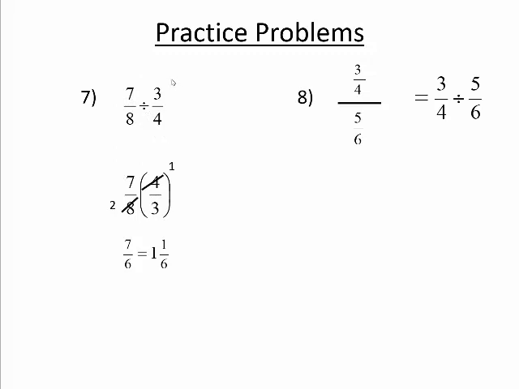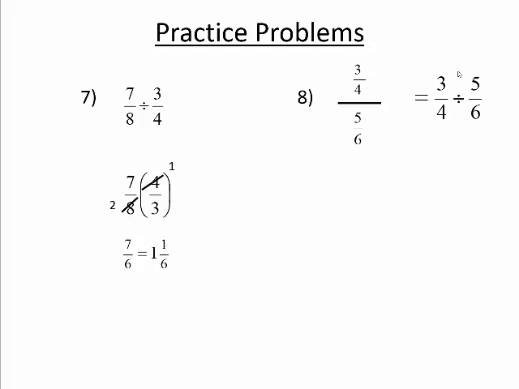So over here, keep the first as 7/8. Change this to multiplication and whoop, flip the second fraction. So 3/4 becomes 4/3. Simplify here. The 4 goes into the 8 2 times. So 7 times 1 is 7. 2 times 3 is 6. I've got 7/6 as my improper fraction. And then as a mixed number, 6 goes into 7 one time with the remainder of 1/6.